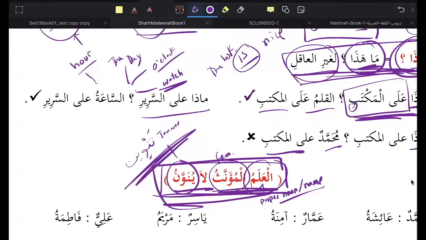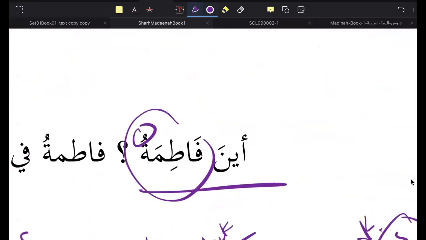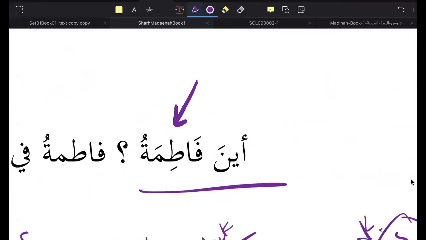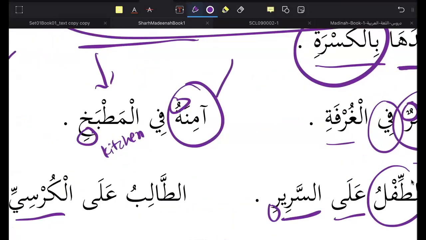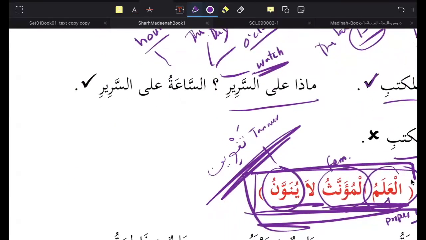That feminine proper names don't take tanween, regardless of the name. So now if you go back here, you understand what's going on. Fatima is the name of a female, so you will never be able to say Fatimatun. It's not going to work. Likewise, Amina is a feminine name, so it will not take tanween. For example, you say Zainabu. You don't say Zainabun. It will not take tanween.